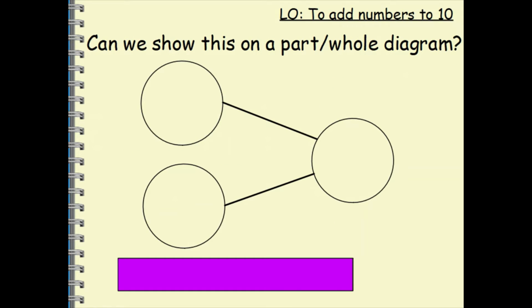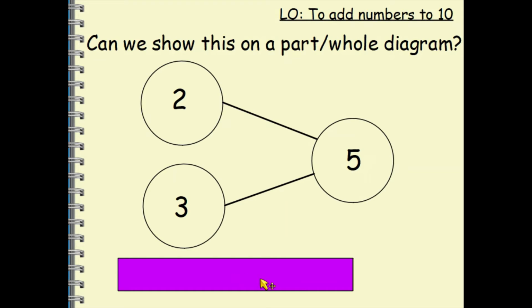Let's fill in the parts first. We know that there are 2 big swans, so I'm going to put 2 in that part there. We know there are 3 small swans, so I'm going to put that in the other part there. We know that 2 add 3 equals 5, so 5 is how many there are altogether. 5 is our whole, so we're going to put that there.